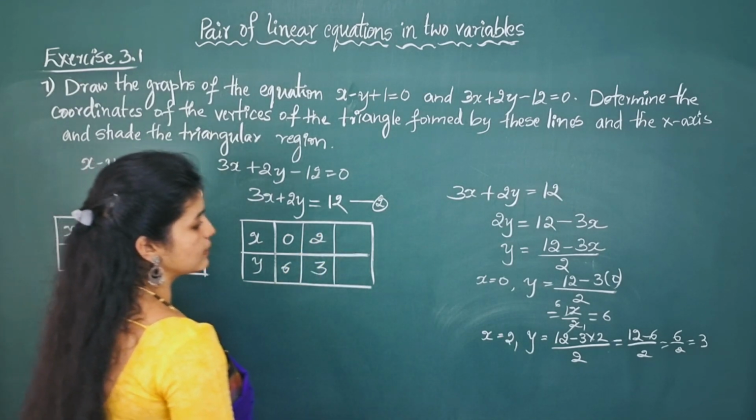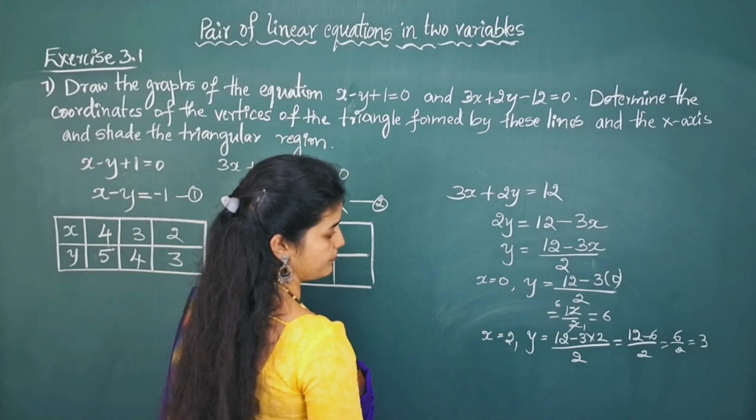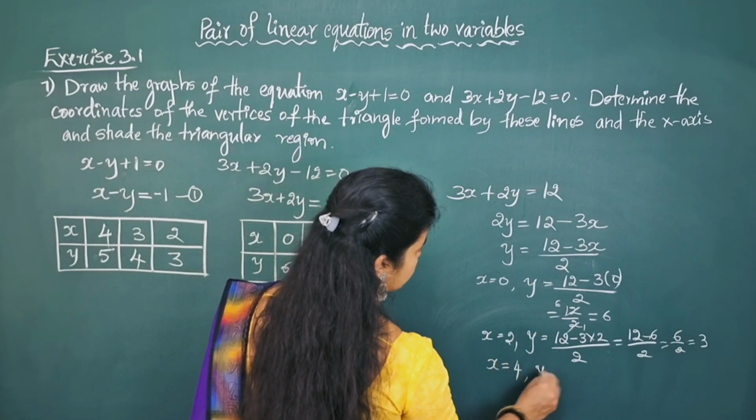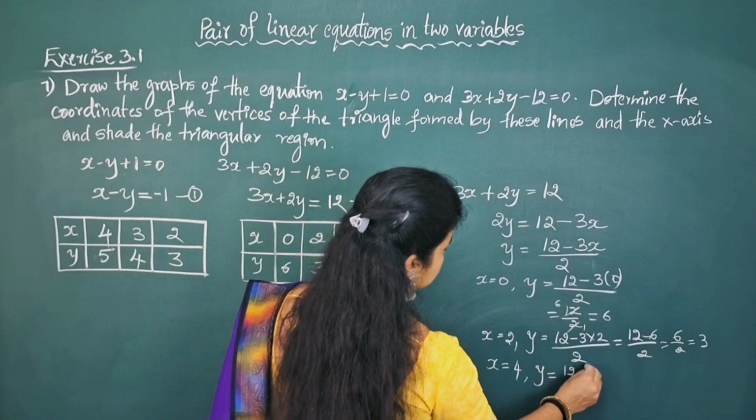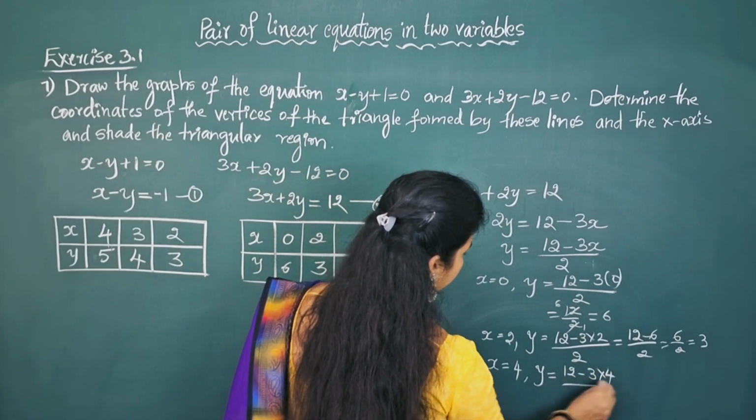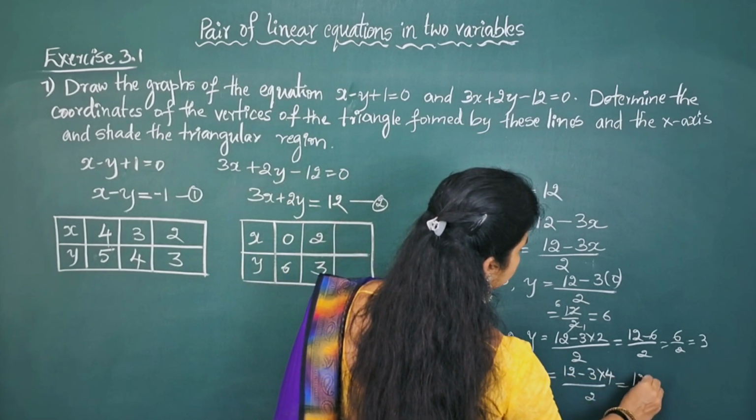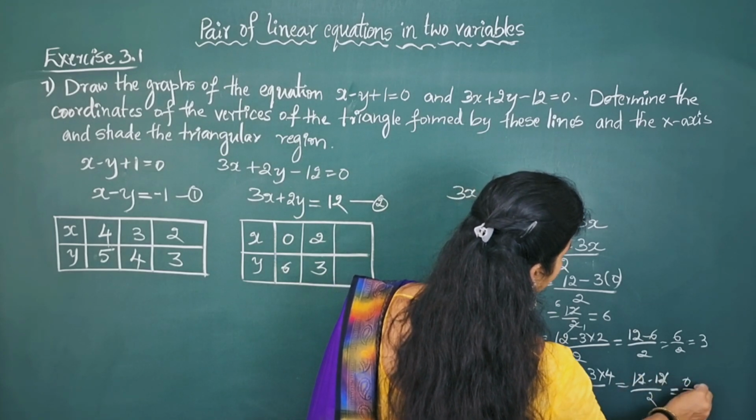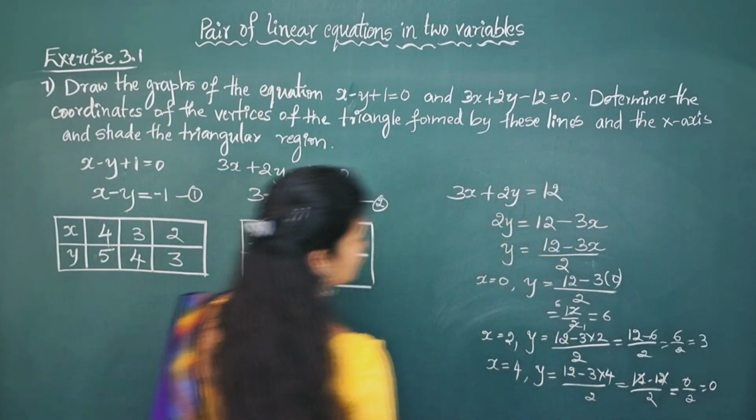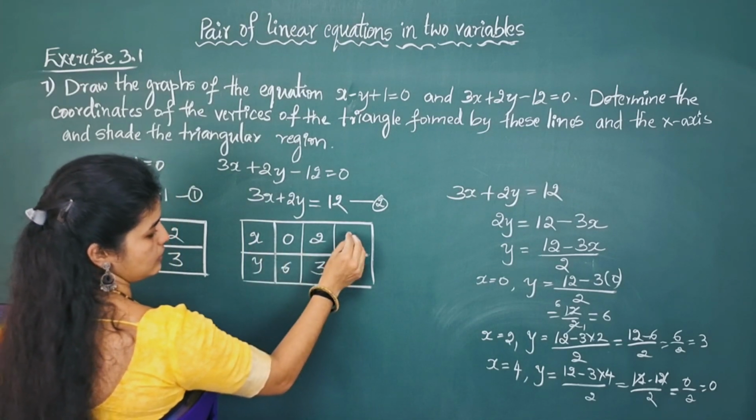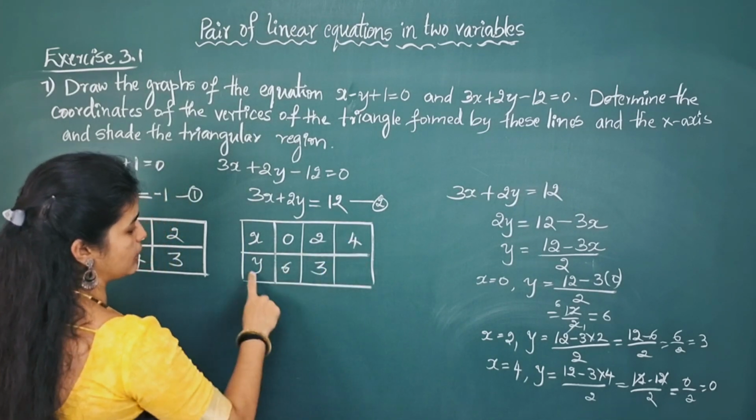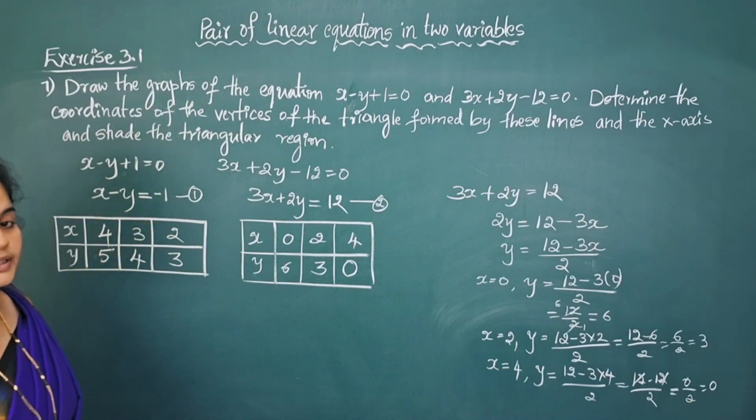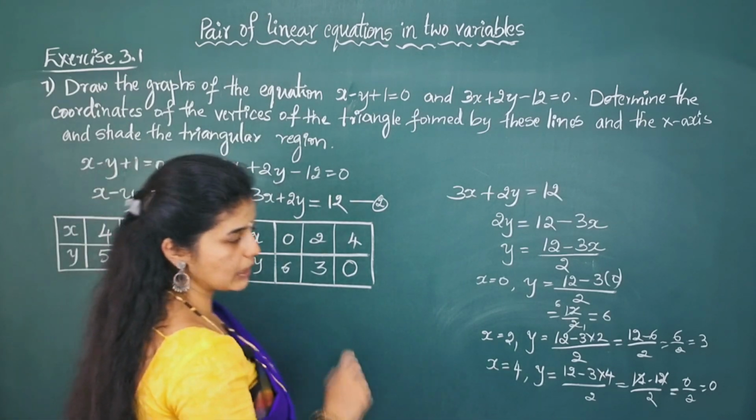Now let us take x is equal to 4. So y is equal to 12 minus 3 into 4 by 2. 12 minus 12 divided by 2. 12 minus 12 is 0. 0 by 2 is 0. So here when x is 4, the value of y is 0. So now let us plot these values in the graph.